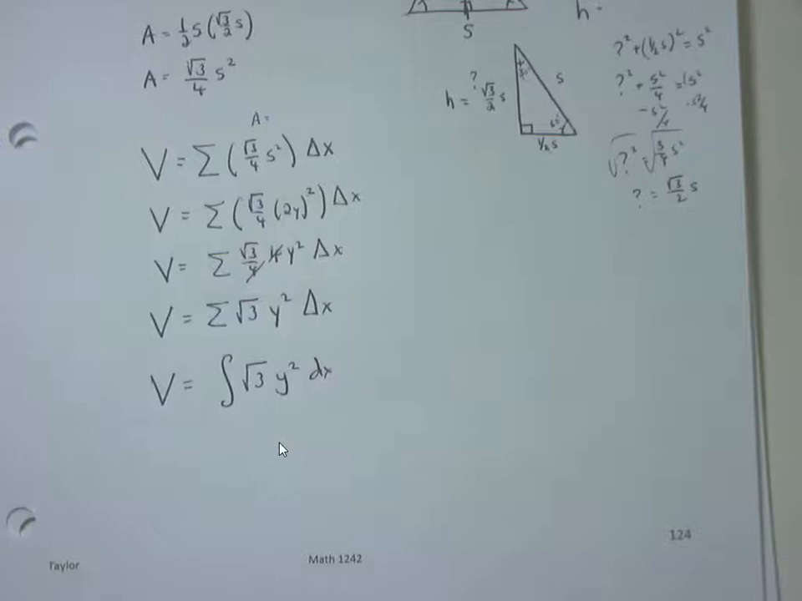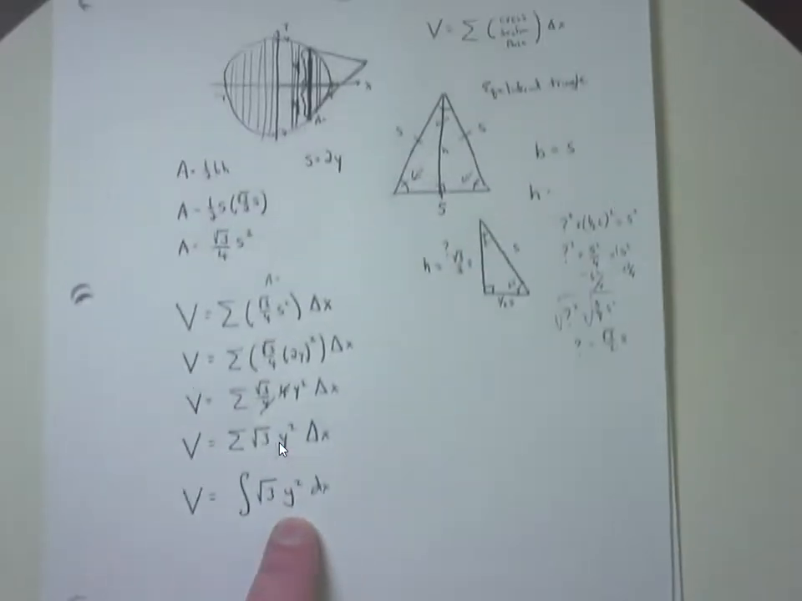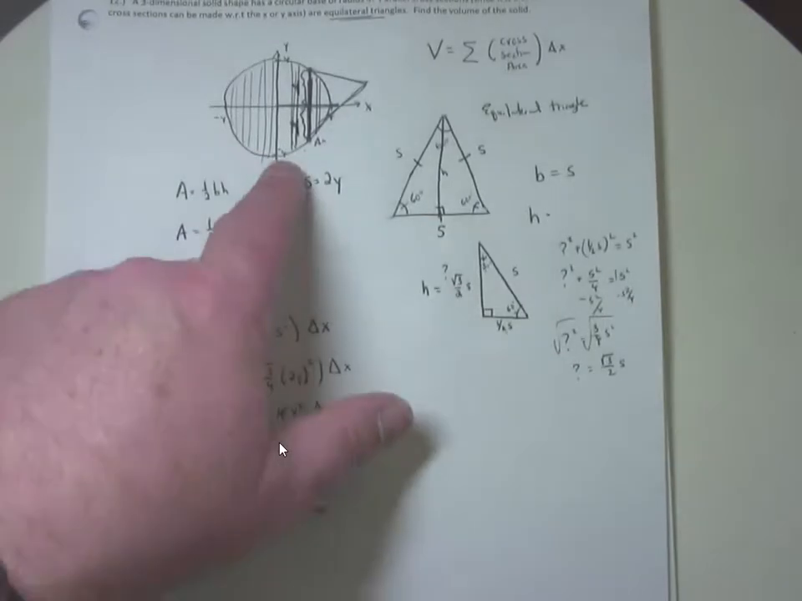And I got a problem. What's my problem? What variable am I trying to integrate this thing with respect to? X. But what do I have in the middle of this guy? Y squared. So I need to come up with an equation that links these two guys together. And here's the important part. This is why you need to know the equation for the base.